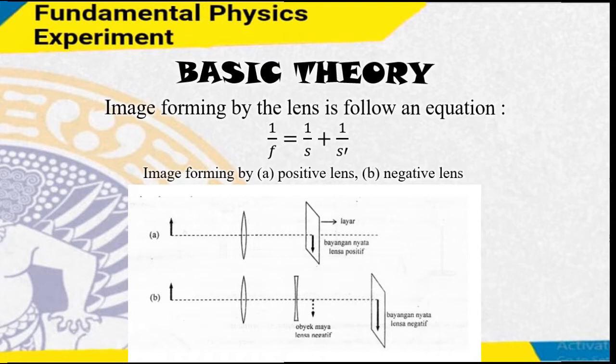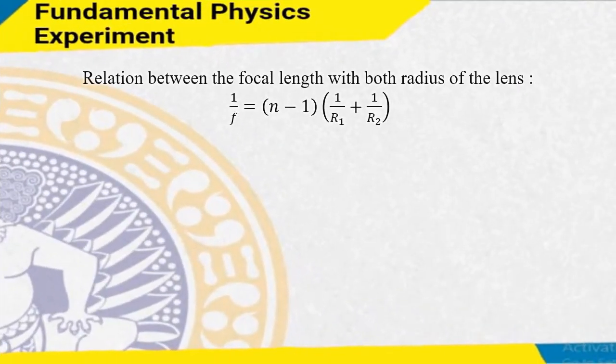And in figure B, the negative lens is placed between the positive lens and the screen, so that the image of the positive lens becomes the object of the negative lens, and this is the virtual object, and then the image will be the real image on the screen.